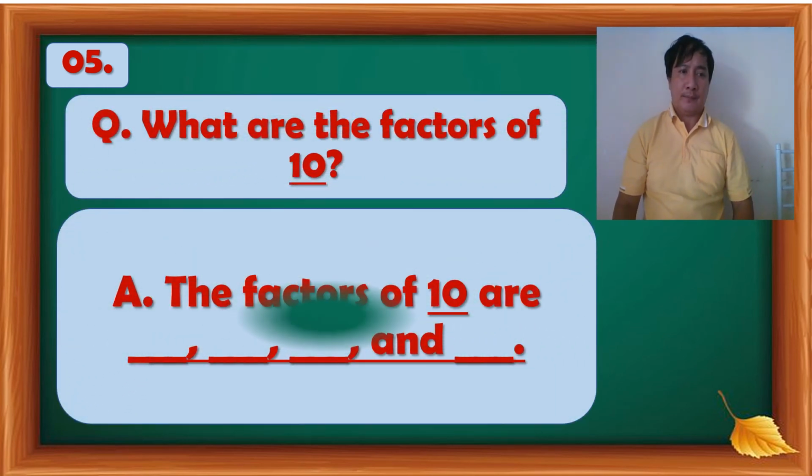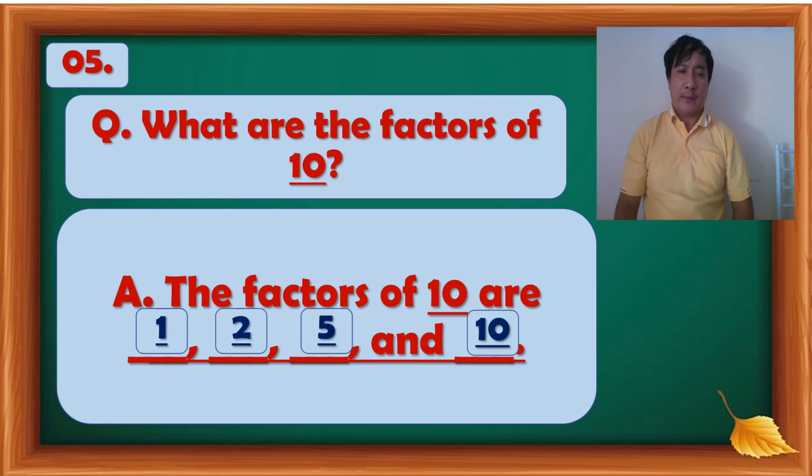Number five, question. What are the factors of 10? Answer. The factors of 10 are blank, blank, blank, and blank. The factors of 10 are 1, 2, 5, and 10.